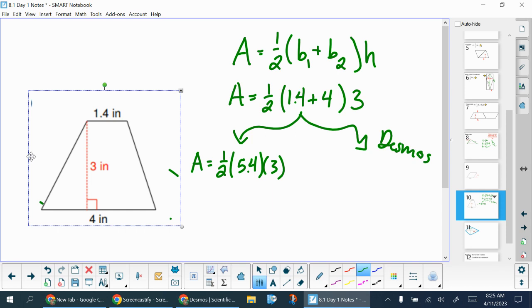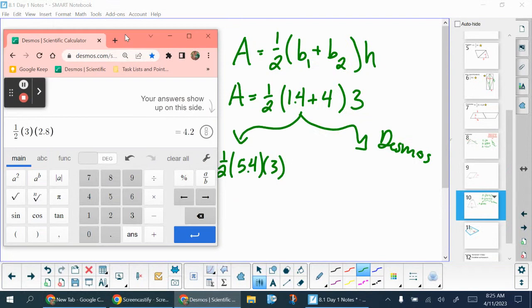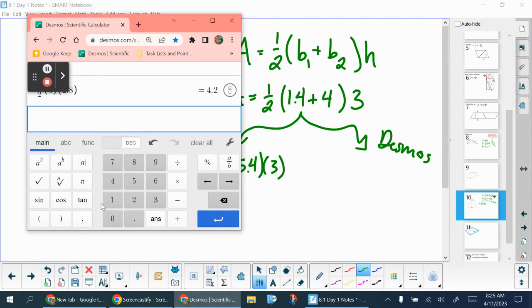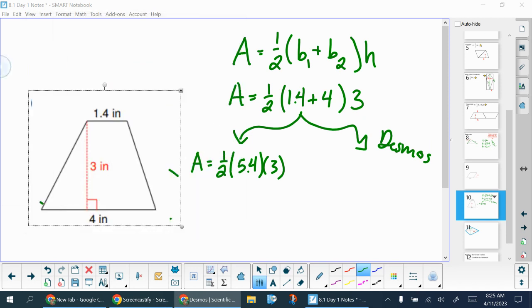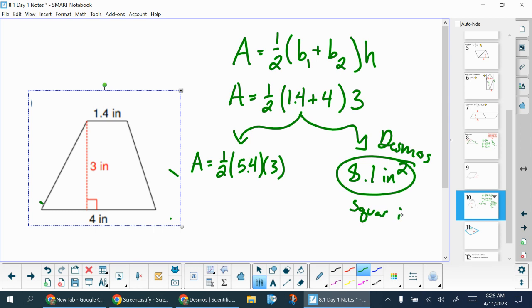You know, a good scientific calculator, any scientific calculator will just let you type that in. So I'd have 1/2. Do put that in parentheses, because we want to make sure it's doing our order of operations correctly, because we need it to add those together first. The only way you add first is if you stick things in parentheses. Times 3, we get 8.1. So 8.1 square inches. Just going to go ahead and write that out. That's square inches.